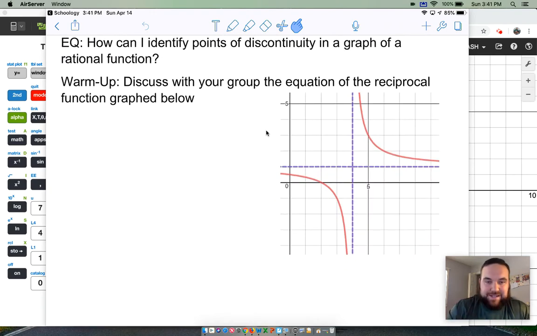Our EQ is how can I identify points of discontinuity in a graph. And we're going to learn a little bit of vocab and a little bit of new stuff today.